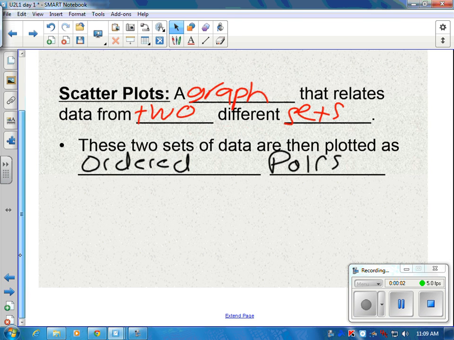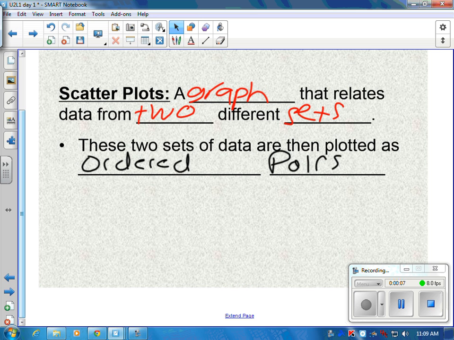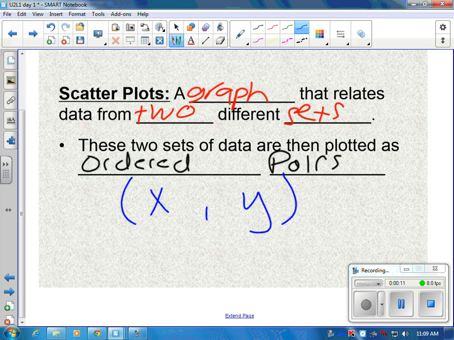All right, when we have a scatter plot, we are comparing two different sets of data, and we can plot them as ordered pairs. So in an ordered pair, we've got an X, we've got a Y. What was another word for the X values of an ordered pair that we talked about yesterday? Zach? X values. Seth? One way that we can refer to these ordered pairs is as the domain and range.